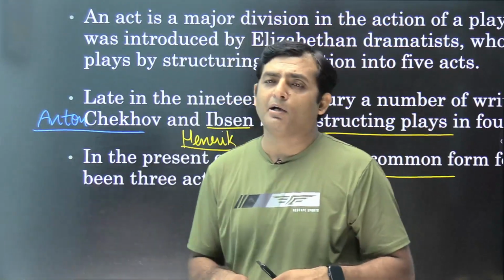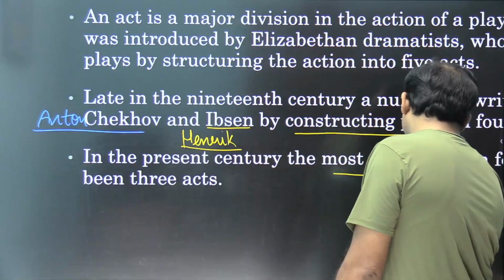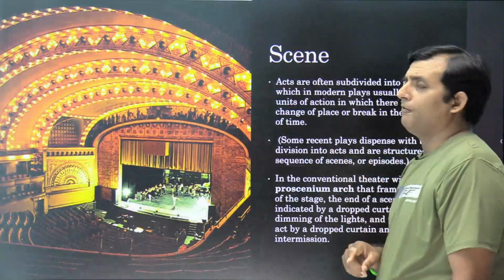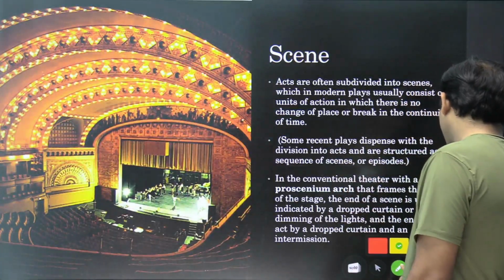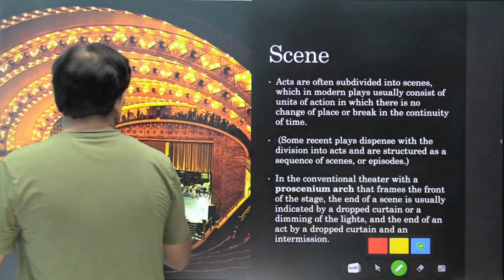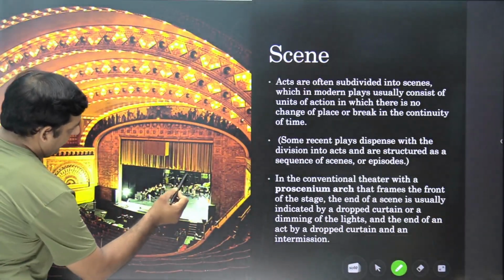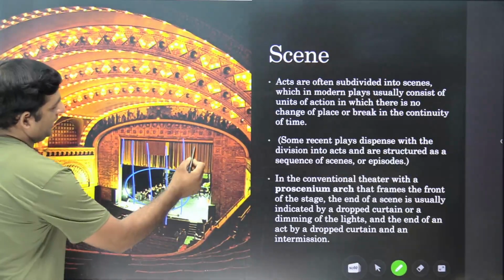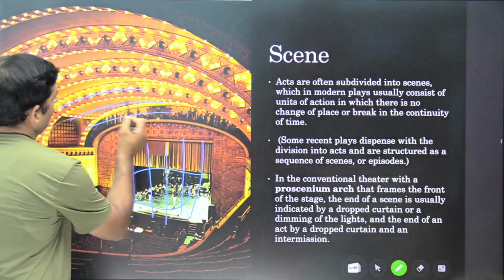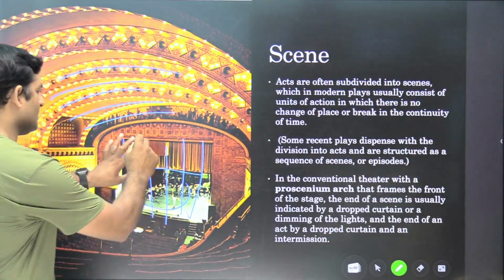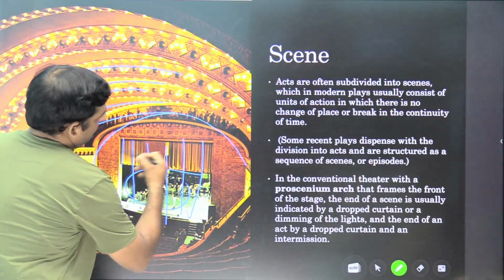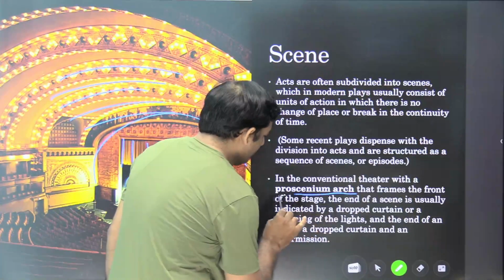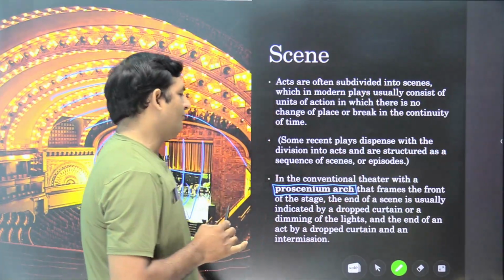There is an intermission. I show you here a picture of the front part of a theater. Here is the place where the play is being acted, and here is a curtain. This curtain falls at the end of the play, or these lights are dimmed at the end of the scene. The arch where the curtain is hanging is known as the proscenium arch, which frames the front of the stage.